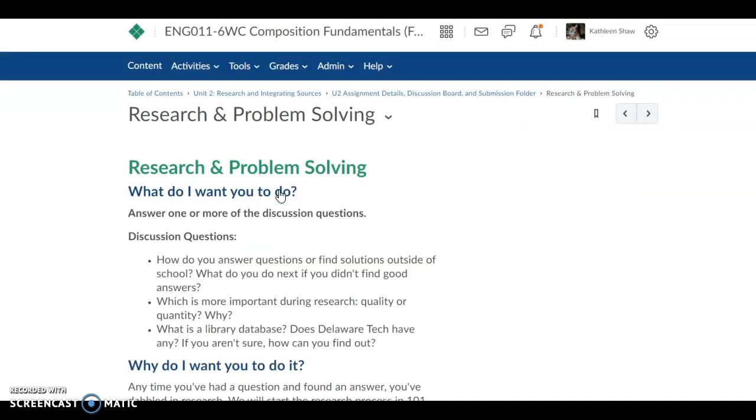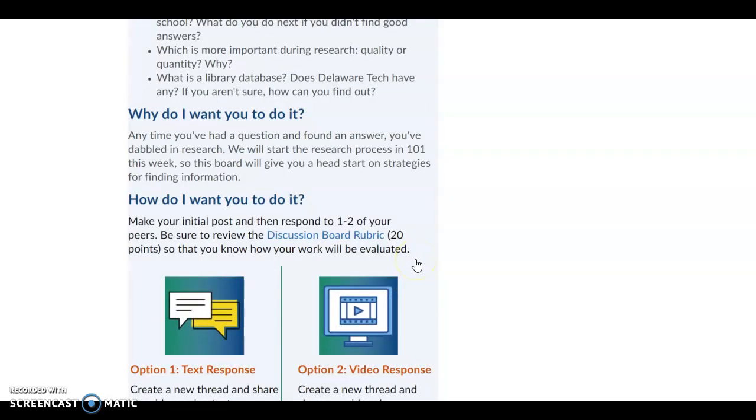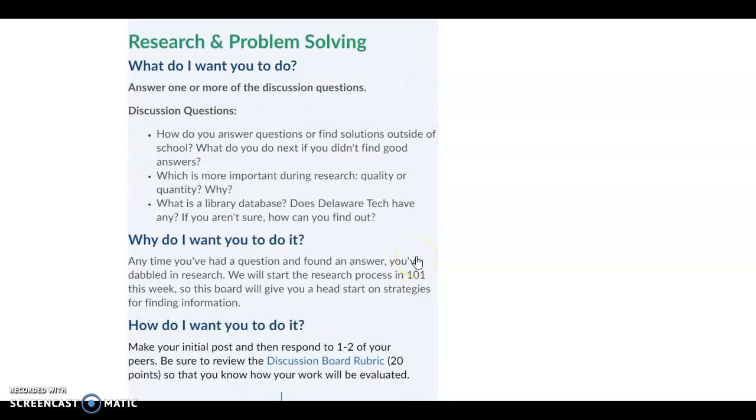So if we look at the research and problem solving discussion board, these are the questions. So you're just going to need to answer these 3 questions. And as always, you can create a text response, like you can write in the discussion board, type it up. You could make a video and post it on the discussion board, just answering these questions, whichever is easiest for you. I just want to hear your thoughts. If you look at the why I want you to do it, it's so we get an idea of the research process and we start talking about how you do research, because over in 101, we are going to begin researching sources and evaluating sources.